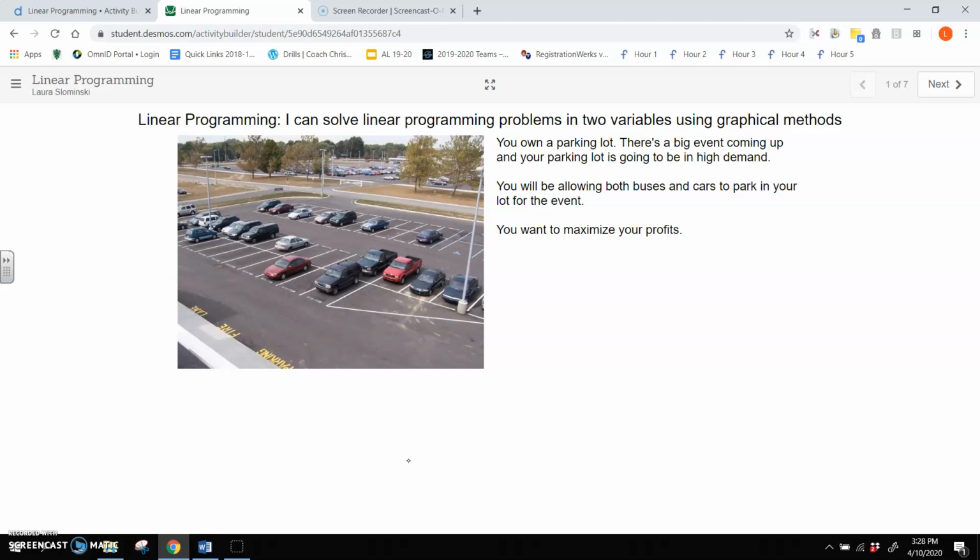If I look at this Desmos activity, and again, you guys are just following along, you can see the objective that we just talked about is at the top. But here's the problem we're faced with. You own a parking lot. There's a big event coming up, and your parking lot is going to be in high demand. You will be allowing both buses and cars to park in your lot for the event, and you want to maximize your profits.